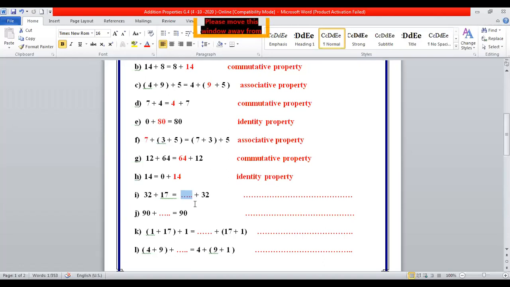Yes. I. 32 plus 17 equals 17 plus 32. What is the name of this property? Commutative. Yes, commutative property.